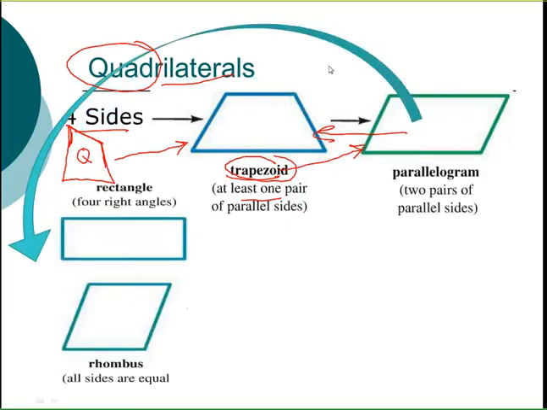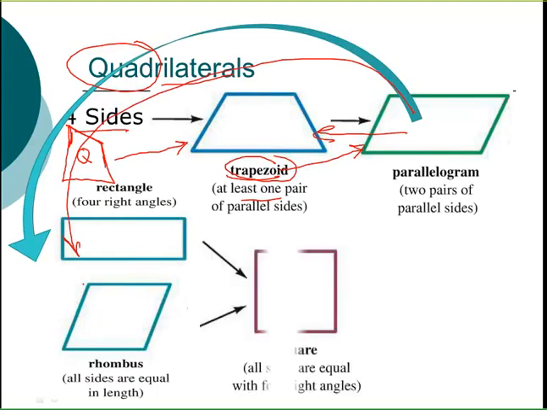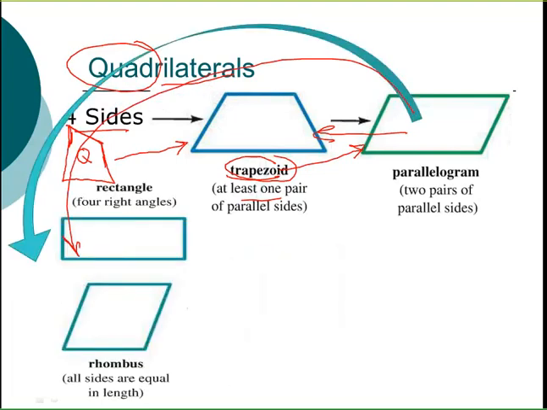Sorry. Parallelogram comes over here, and from parallelogram we have 2 special types. Sorry, got a little excited with my animation there. 2 special types of parallelograms. So both of these shapes are parallelograms. This is a rectangle, which you've seen before, and what you see down here is a rhombus.